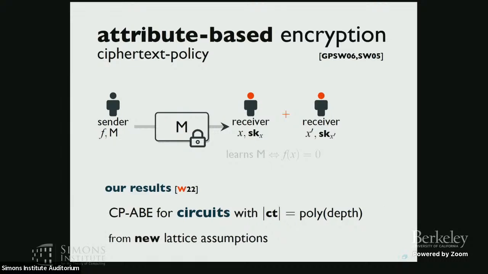It's on the length of X. Yeah, we don't define the length of X. Yeah, we don't have it. You'll see in a second. Right. Okay. Good. And as a corollary, we also get optimal broadcast encryption from these new lattice assumptions.